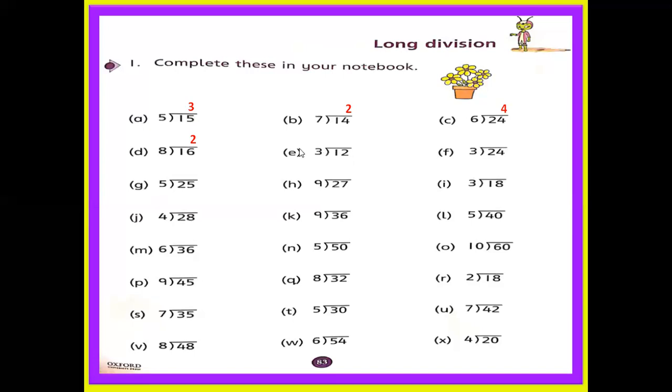E part, 12 divided by 3. So read the table of 3. 3 ones are 3, 3 twos are 6, 3 threes are 9, and 3 fours are 12. So our answer is 4. So 12 is the dividend, 3 is the divisor, and 4 is the quotient.